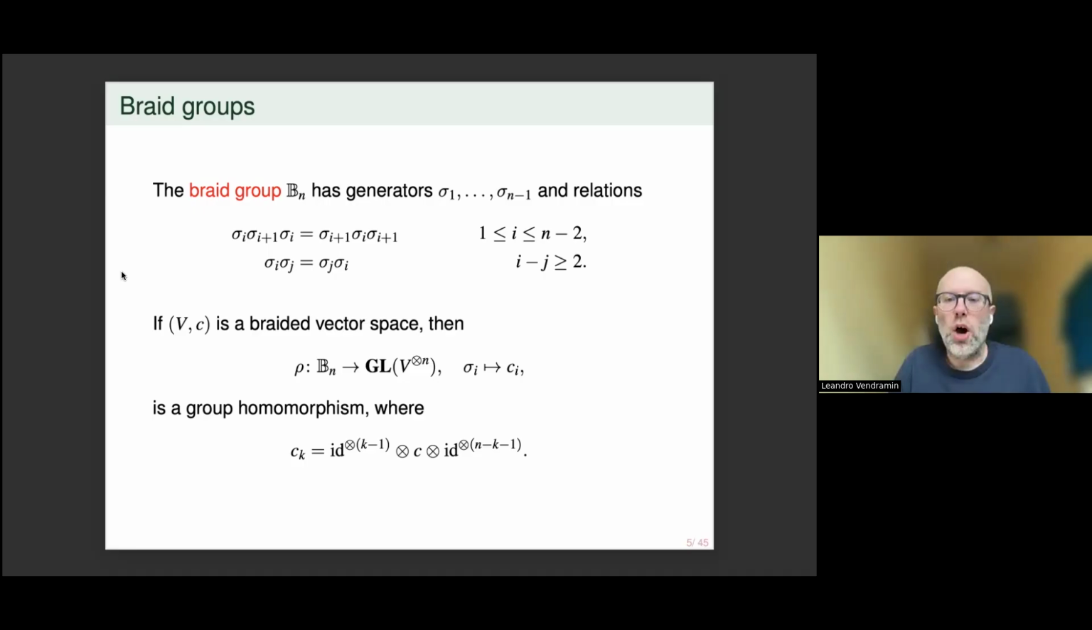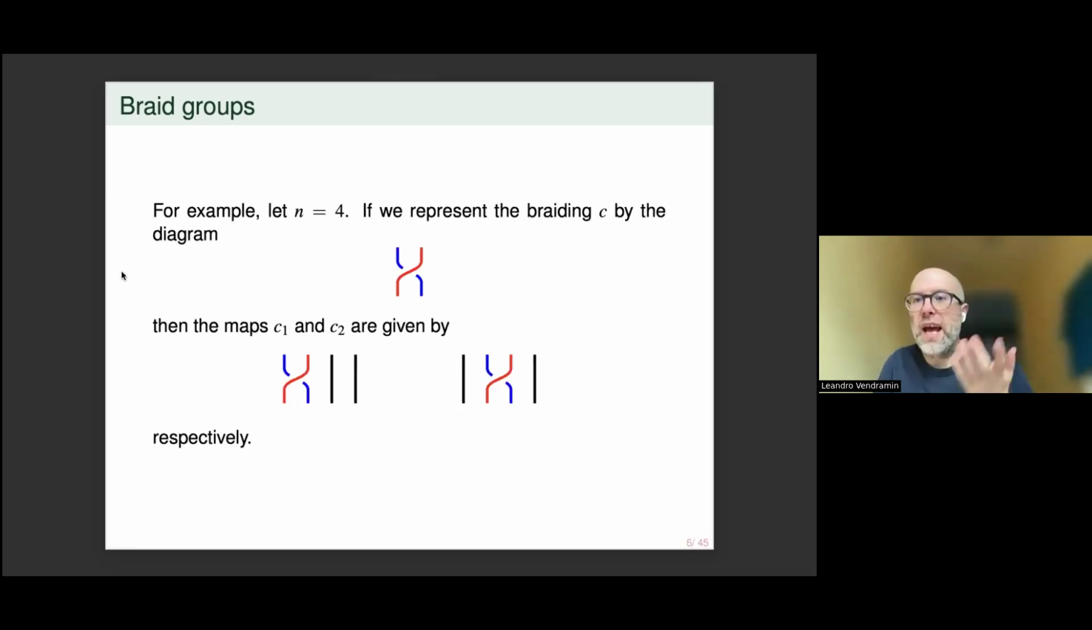I mean, this is well known, but I will show you a very concrete example, so maybe it's easier to see. So let's say that n is 4. The braiding is this picture that I wrote there. It is just a way of flipping two elements. And then C1 is flipping the first two strands of this configuration of 4 strands that we have when n is equal to 4. And C2 is flipping the strands 2 and 3.